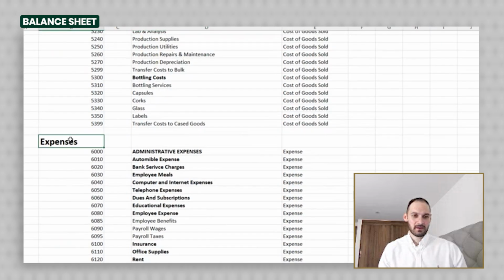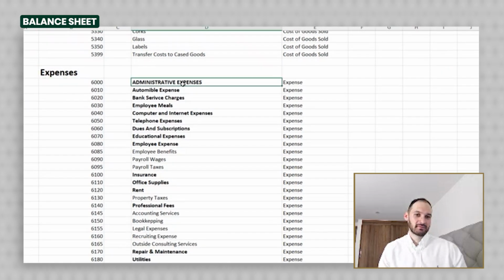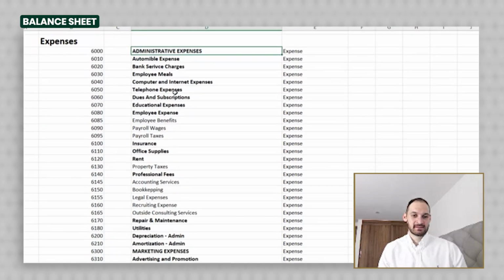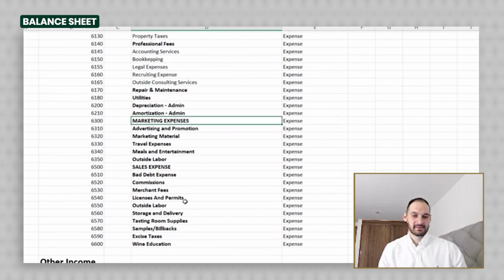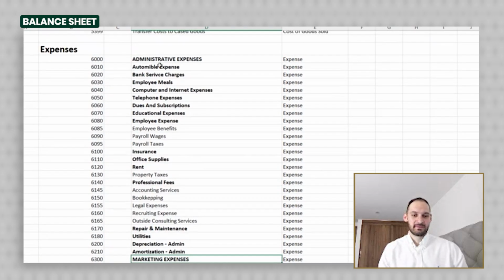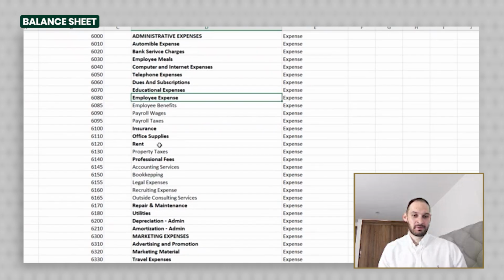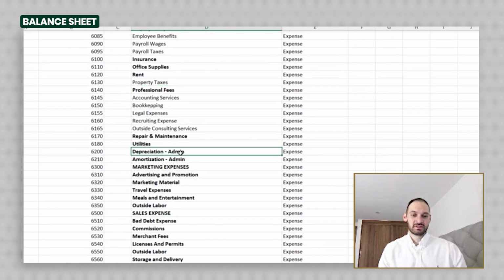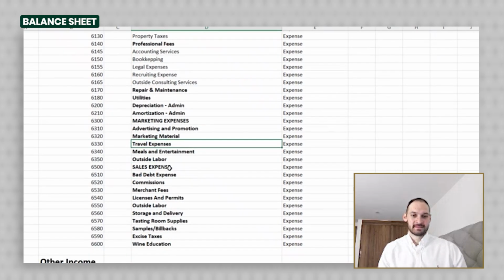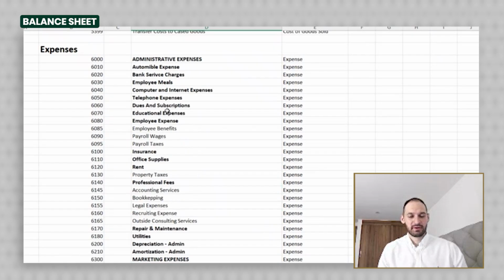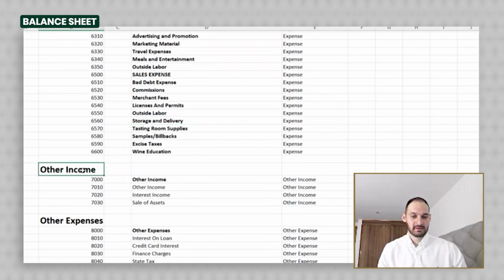And then going over here, we're looking at expenses. So pretty much your operating expenses broken up by three different departments: administrative expenses, marketing expenses, and sales expenses. Depending on your winery and your needs, you could have different departments. That's pretty standard. When you look at admin, the big ones are going to be your employee expense, insurance, rent, professional fees, depreciation. And then marketing, the big ones would be A&P, meals and entertainment, travel expense. And then sales expense: merchant fees, outside labor, storage and delivery. Pretty self-explanatory.